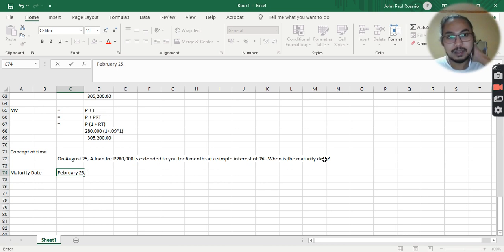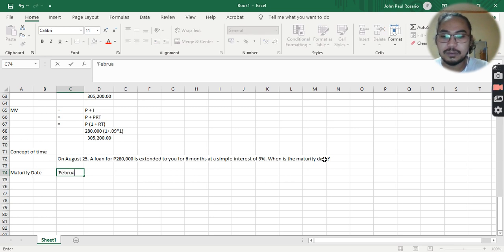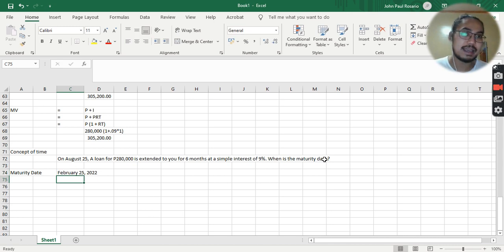If the problem is silent on the year, we use the current year. So this is extended to you in 2021, so the maturity date is February 25, 2022. Sorry. So, that's 6 months after. It's easy when it's months or years that are given, like a 6-month loan or a 2-year loan, because you can count quickly.